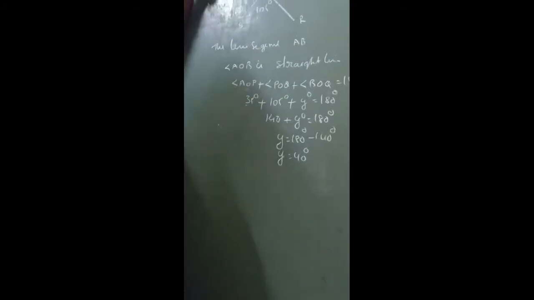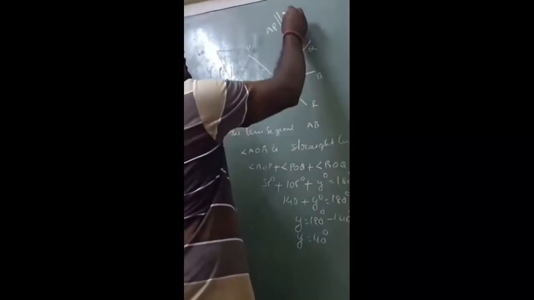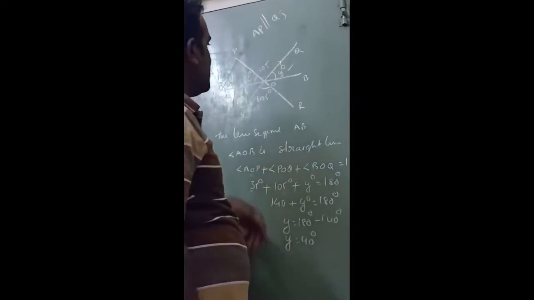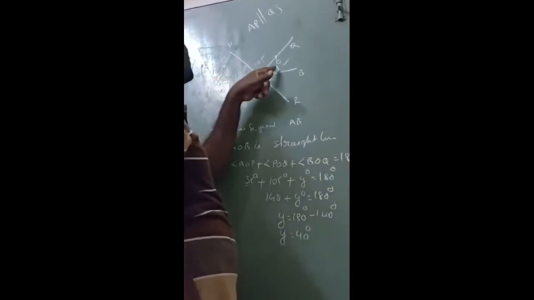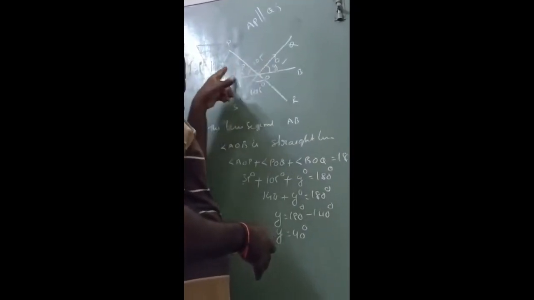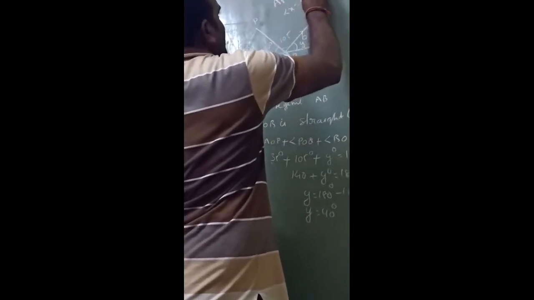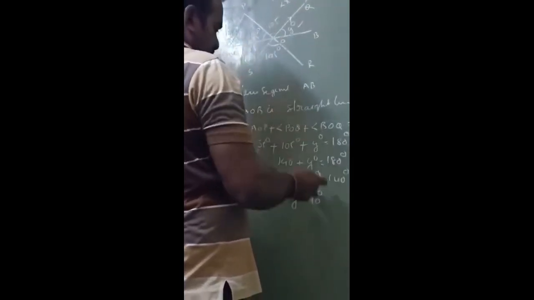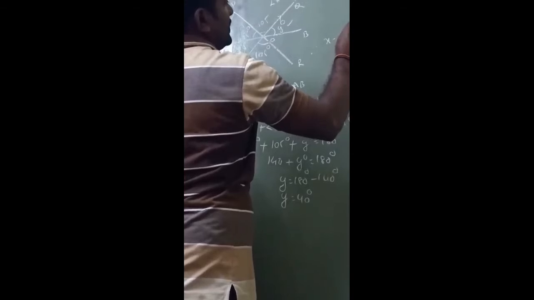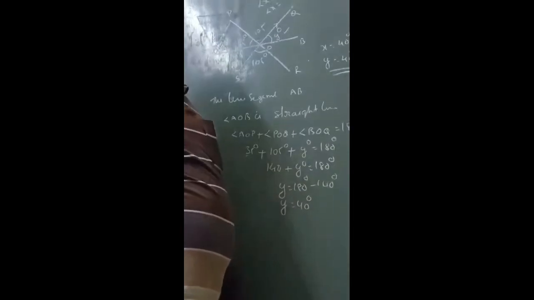What about the x value? So these two lines, AP parallel to QS. These two lines are parallel lines. This is exterior, this is interior. So same side of the transversal. This is the transversal. So corresponding angles are equal or not? Corresponding angles are equal. So angle x is equal to angle y, which is 40 degrees. Therefore x is equal to 40 degrees and y is also equal to 40 degrees. That is the problem.